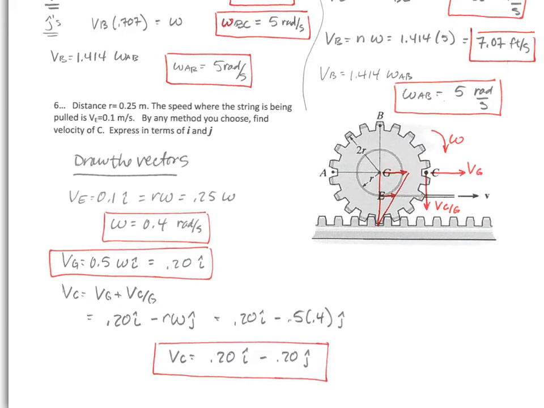Velocity of G then only goes in a straight line in the I direction, so that's going to be equal to 0.2. Then the velocity of C now has two components. It has the velocity of G plus the velocity of C with respect to G, and we just add those in. If G wasn't moving, it would only have rotation in this direction, which means that the velocity of C with respect to G is only in the negative J direction, and we just add those up.